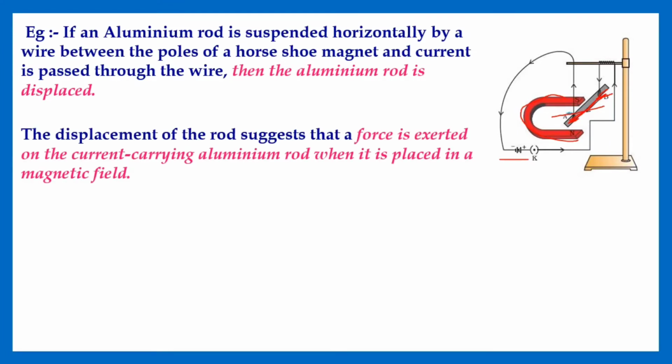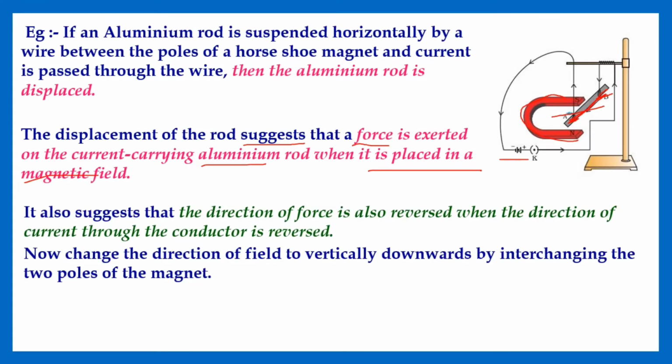As I told you, the displacement of the rod suggests that a force is exerted on the current carrying aluminum rod when it is placed in a magnetic field. The direction of force is also reversed when the direction of current through the conductor is reversed. Now the direction of current is from east to west. If the direction of current is reversed, the direction of force will also be reversed.